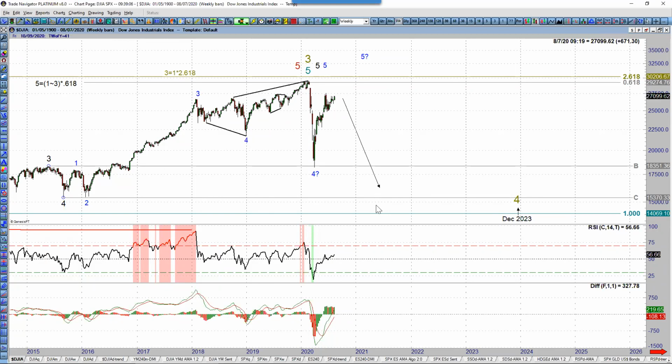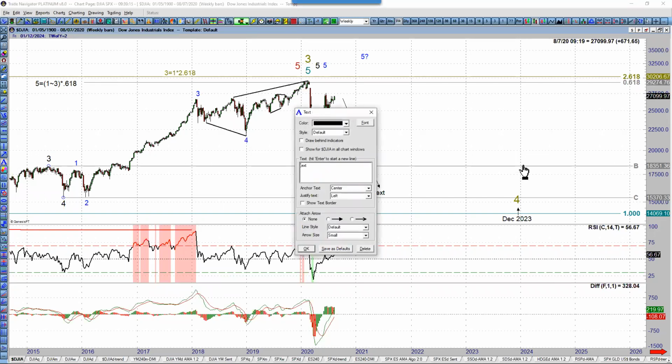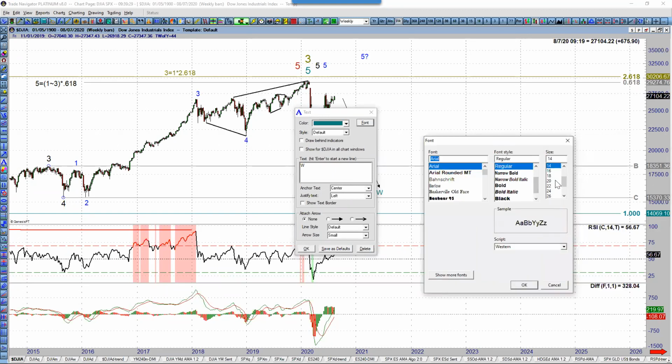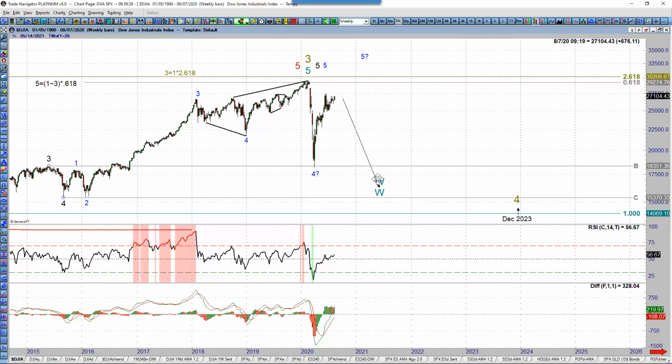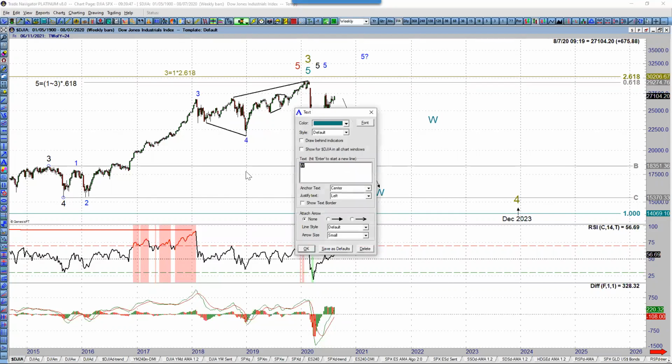An ABC zigzag might be just the first leg of a longer lasting correction. We call those a combination correction. And if that was the case, that would be what we would label as a wave W. And we're starting to get into some labeling that is a little more unusual, but it happens fairly commonly. So it's real important to understand the idea of a combination correction.